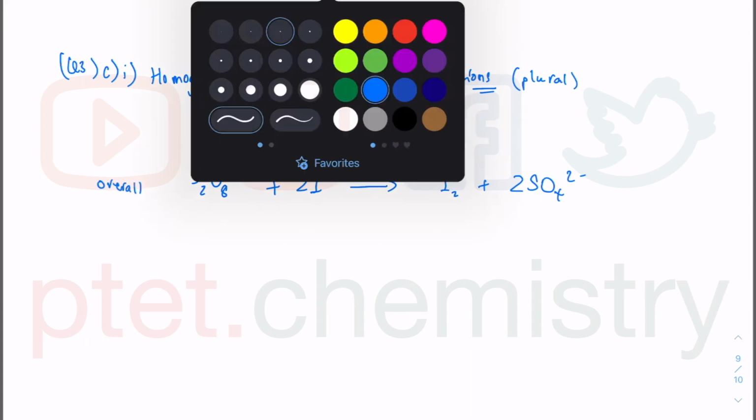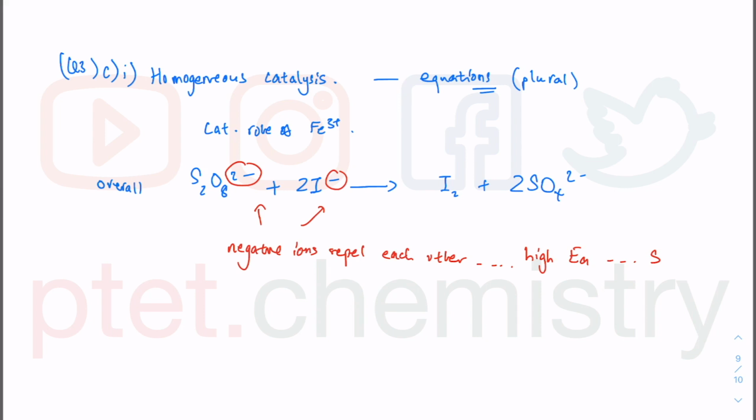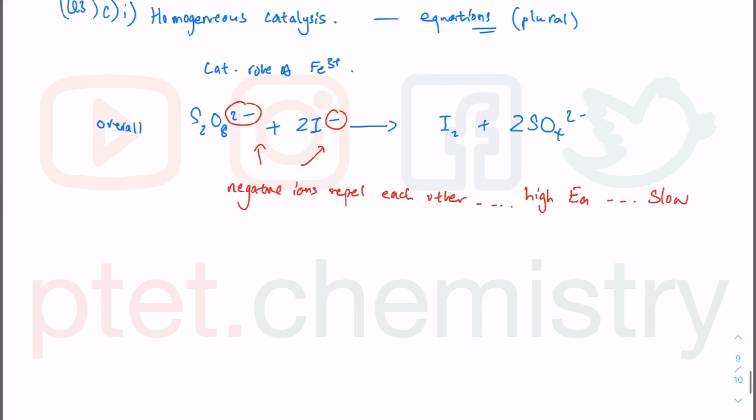I hope you can appreciate that this is a 2- ion and this is a 1- ion. Negative charges repel, so negative ions repel each other. That means if you want them to react, they have to collide with each other. That's going to give you high activation energy and a slow reaction. So what is going to be your catalyst? Your catalyst involves reacting with iron.